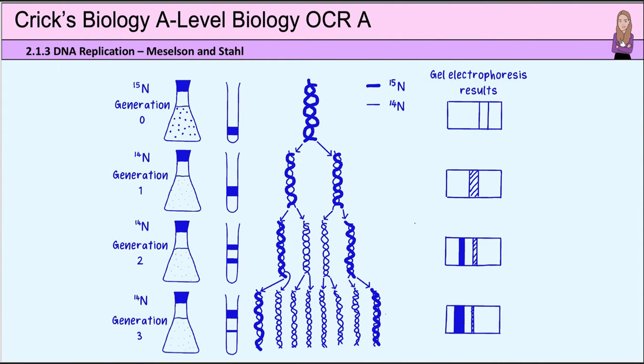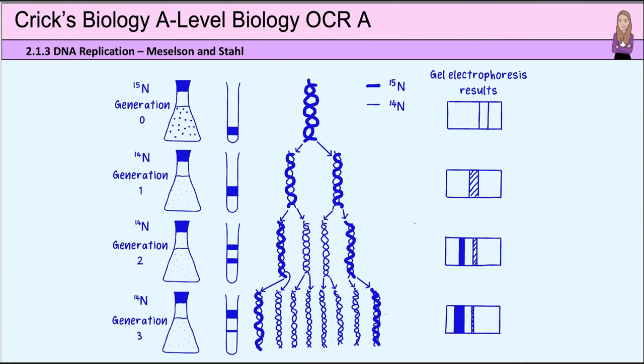So now back to the experiment by Meselson and Stahl. In 1958, Meselson and Stahl wanted to prove the semi-conservative replication of DNA. We now know that in semi-conservative replication, the 2 strands of DNA separate by DNA helicase, breaking the hydrogen bonds between them. Each strand then acts as a template for the synthesis of a new DNA strand.